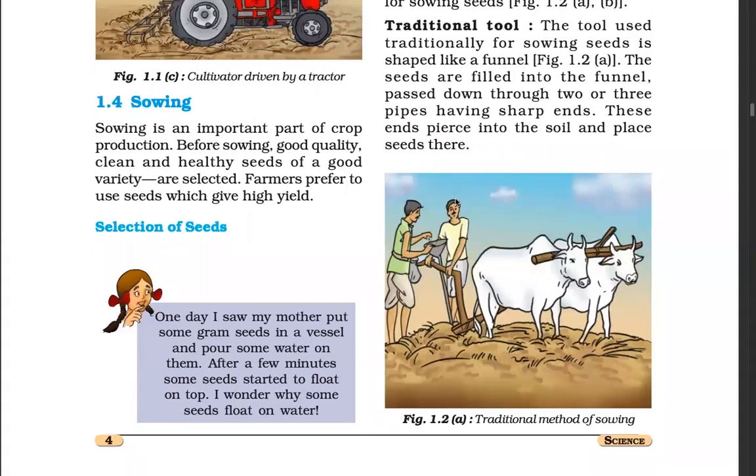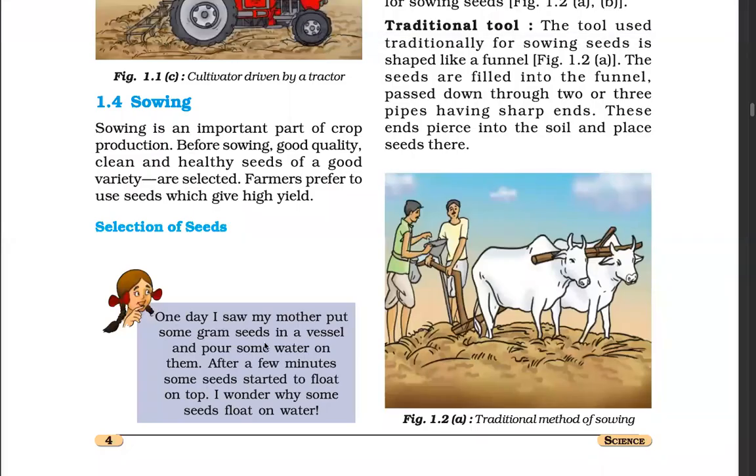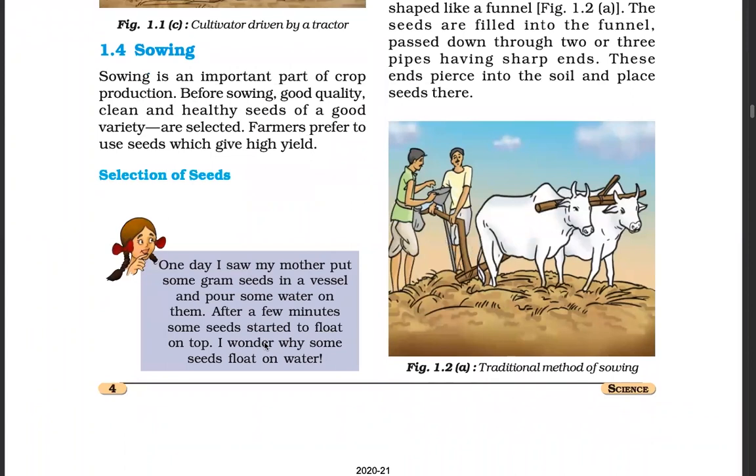The modern method was the seed drill method, and before sowing seeds we can classify healthy seeds and unhealthy seeds. Not basically unhealthy, but good quality seeds and damaged seeds, or basically healthy or unhealthy seeds, right?